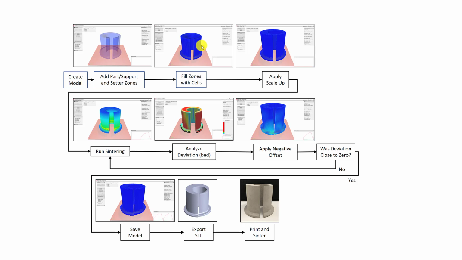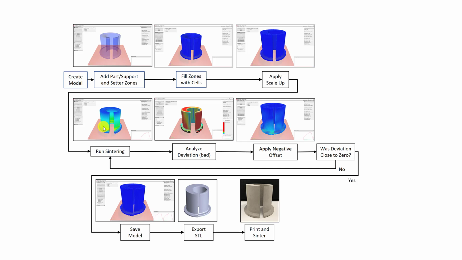Then Live Sinter runs the simulation of the sintering, which is the third or the fourth image. When it's finished, the part will have shrunk, but you can see in that image that it's also distorted. This is because it had friction contact with the ceramic setter, which is shown in red, and it caused it to warp unevenly. Live Sinter performs something called a deviation analysis, which compares the final shape of the part.